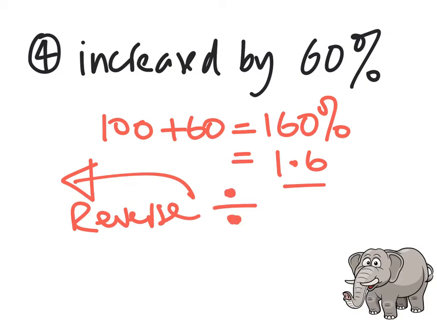So what's his new score? 84, and we divide that by 1.6. I'll let you do that without a calculator. I'll be looking for working.